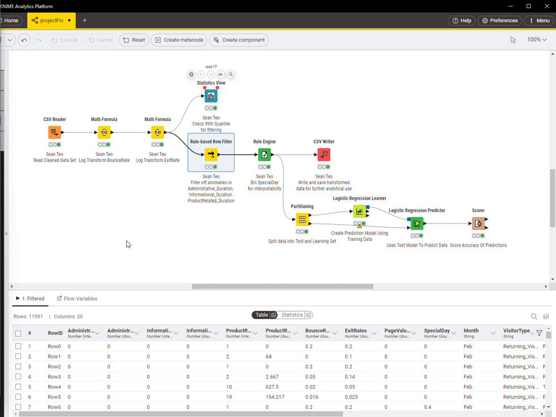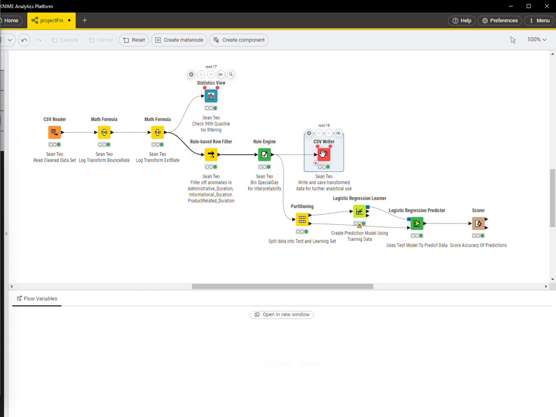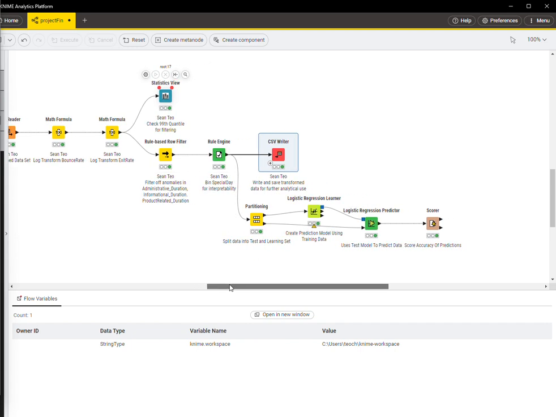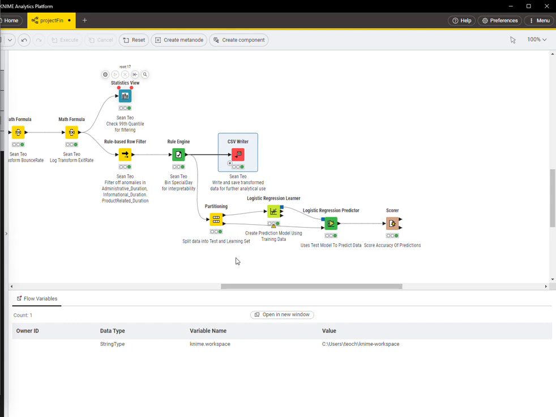Since my data transformation is complete, I'll export it using the CSV writer for use in further analysis and modeling in Tableau. So to answer my investigative and further insight questions, the first question is, does spending more time in the informational web section result in a lower bounce rate from the site?